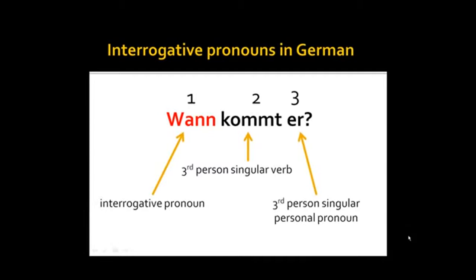Here, in this sentence, Wann kommt er? When is he coming? I put the third person singular personal pronoun er, or he, in the third position. I will want to get this as close to the verb as possible. However, once I've done that, I could fill out the remainder of the third position with any other information I deem useful for the question.